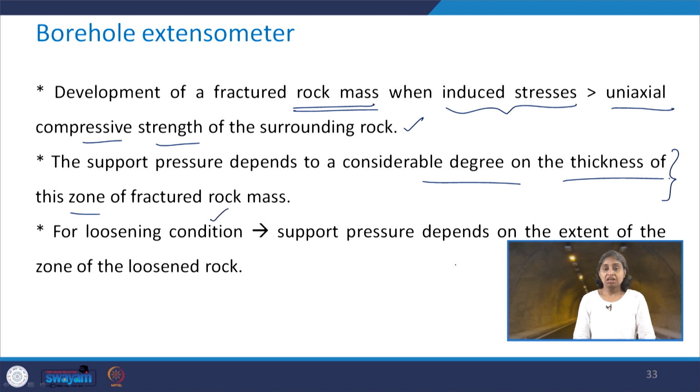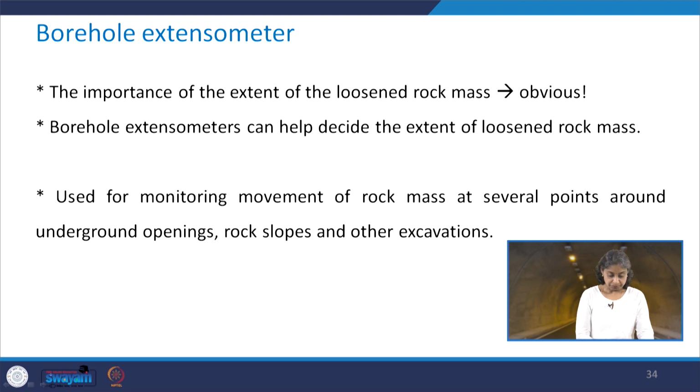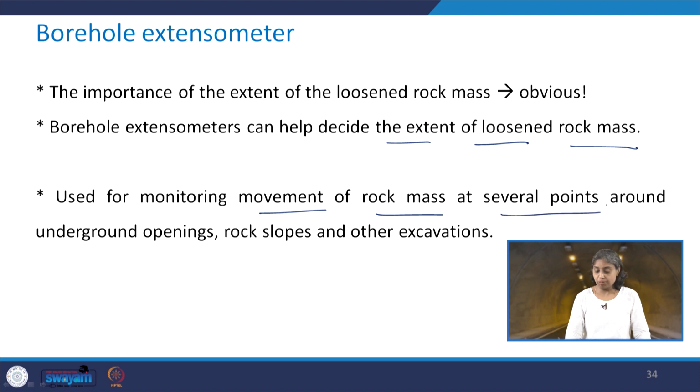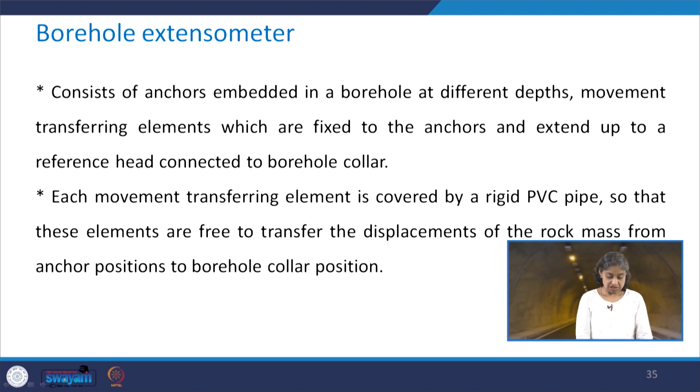For loosening condition, the support pressure depends upon the extent of the zone of loosened rock. The importance of the extent of the loosened rock mass is therefore obvious. So while using the instrumentation, we should be in a position to know, upon excavation in this type of rock mass, what will be the extent of the loosened rock mass. The borehole extensometer helps us in deciding this extent. These are used to monitor the movement of the rock mass at several points around underground openings, rock slopes, and other types of excavations.